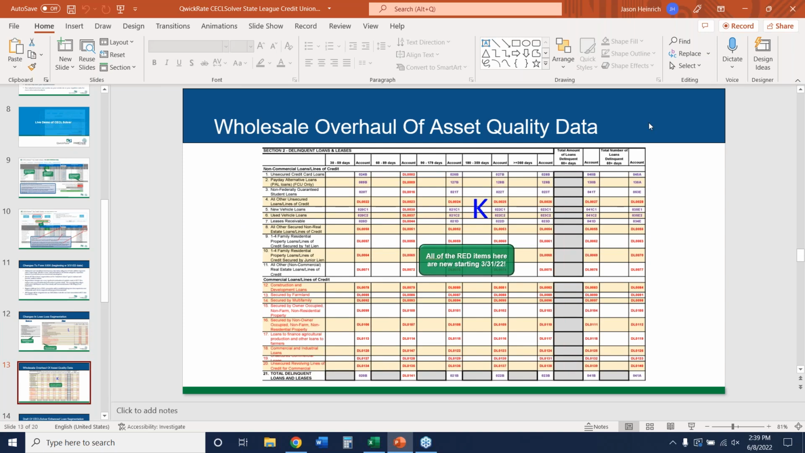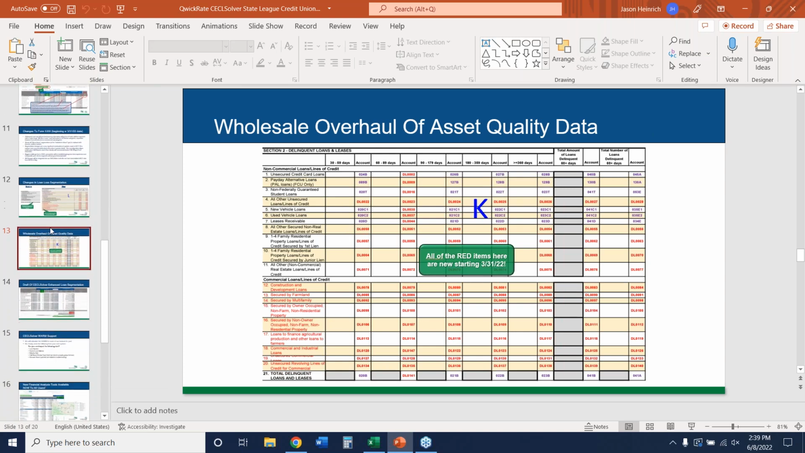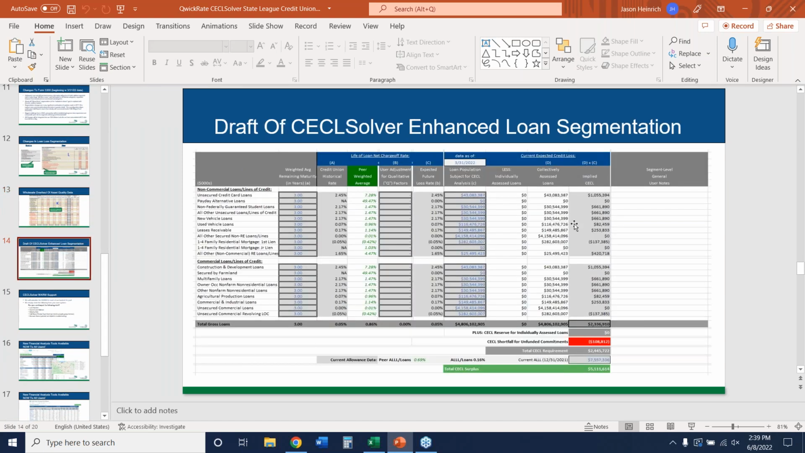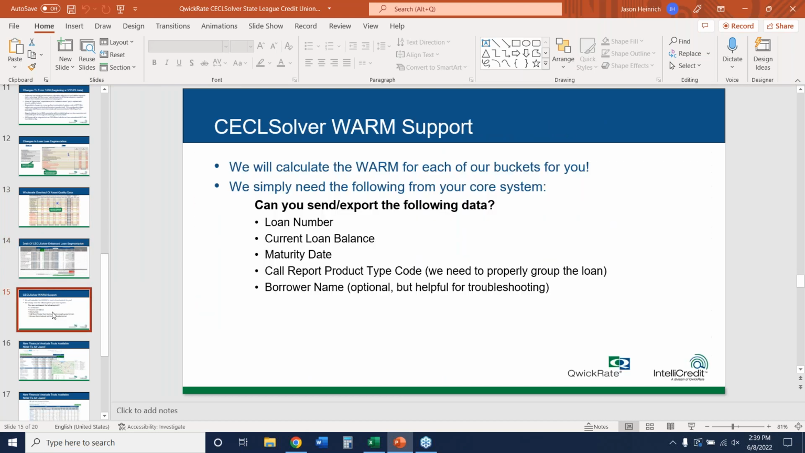And again, huge overhaul of asset quality data, right? All these new segments, these are all brand new. So this was the biggest change to the call report since I've been working with credit unions. So massive changes there. And again, a look at the new segments that are on the tool now. And going back to that norm, again, if you can get that number, fantastic, you're good to go.